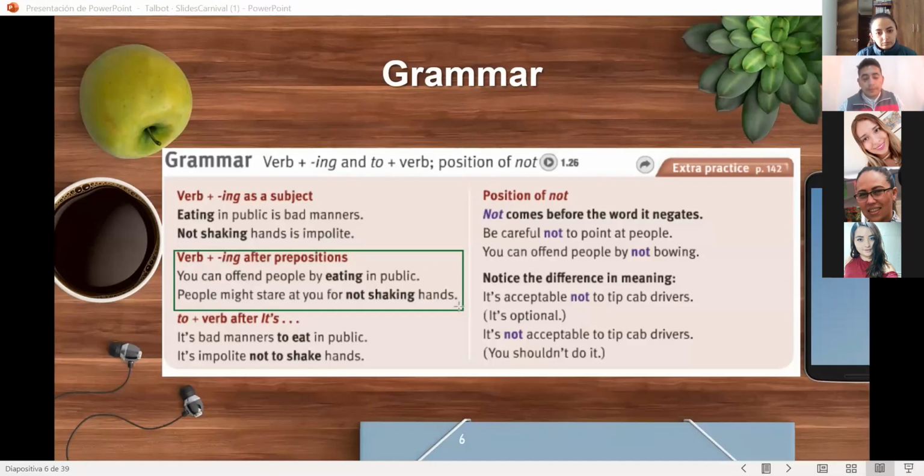Verb plus ing. After prepositions, you can offend people by eating in public. People may stare at you for not shaking hands.